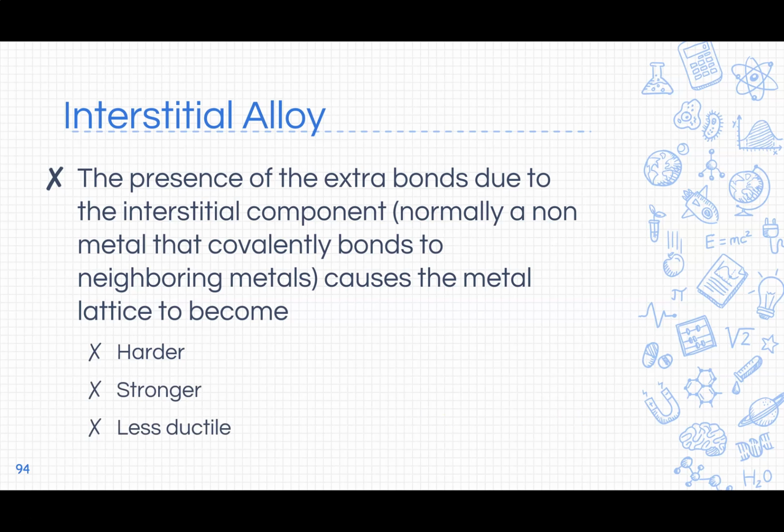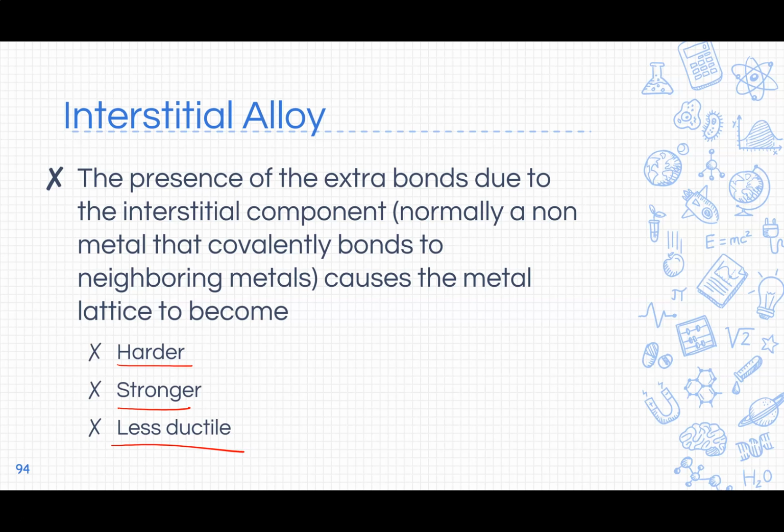So the main reason we make alloys is because they have properties that are different from the metals by themselves, right? Why would we use steel when we could use iron? Well, it's because steel has some properties that we prefer. So when we put the carbon in with the iron to make steel, the steel ends up being harder, stronger, and less ductile than the iron is by itself, which can be super useful, for example, in industry.